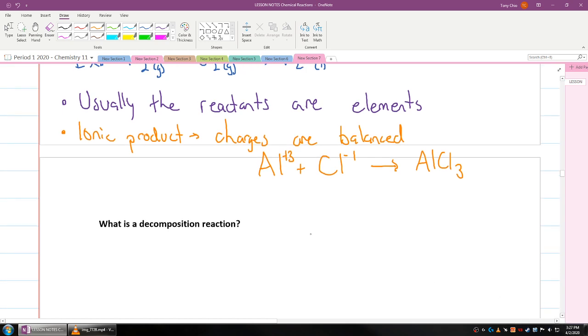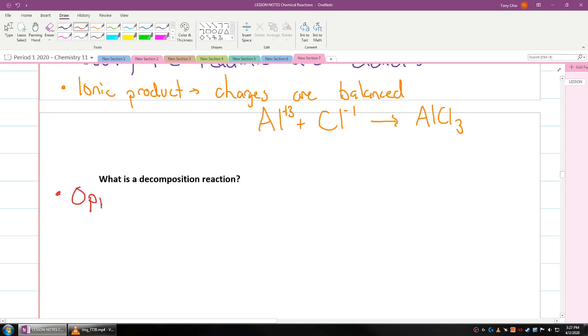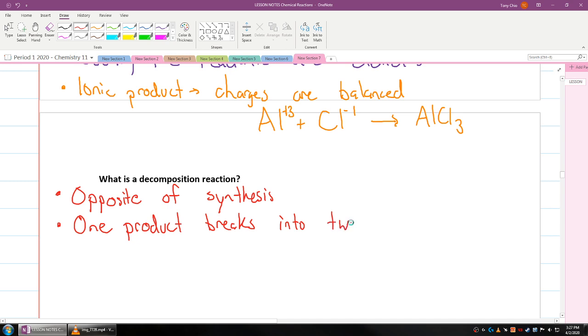The second type of reaction we're going to talk about is the decomposition reaction. So it's the opposite of a synthesis reaction. Okay, so it's the opposite of synthesis. Now, a decomposition reaction is where usually one reactant breaks into 2 or more products.